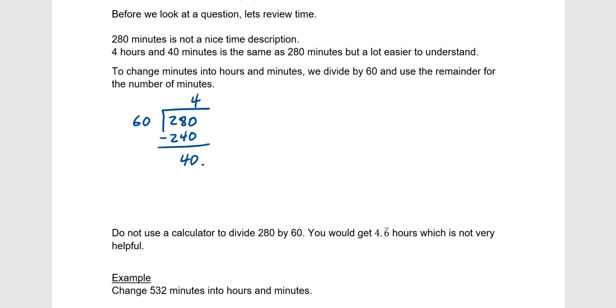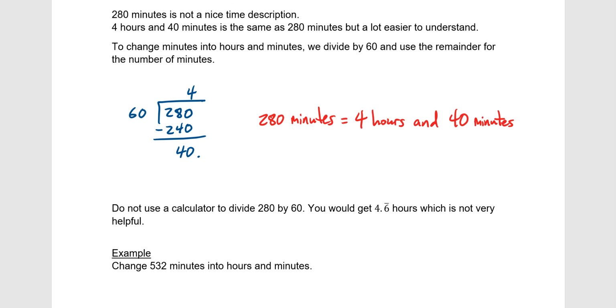We probably at this point know that we could add a decimal in and bring down a 0. We do not do these for these questions. When we're converting, we're not going to deal with decimals at all. Once we get a remainder, we are done. So we get that 280 minutes equals 4 hours and 40 minutes. Also don't use the calculator to divide this. What we'd end up getting in the calculator is the decimal representation. We would get 4.6 repeating hours, which is technically correct, but it's not very helpful.